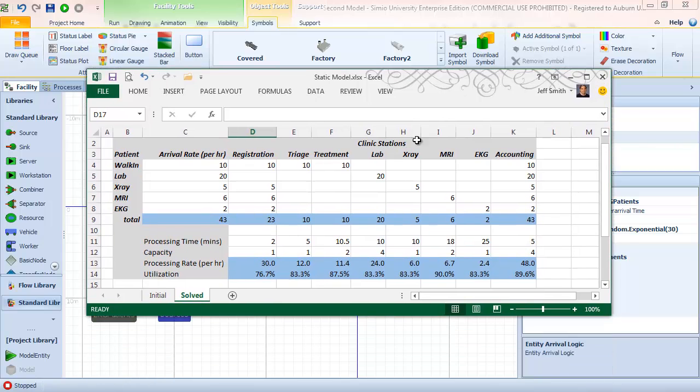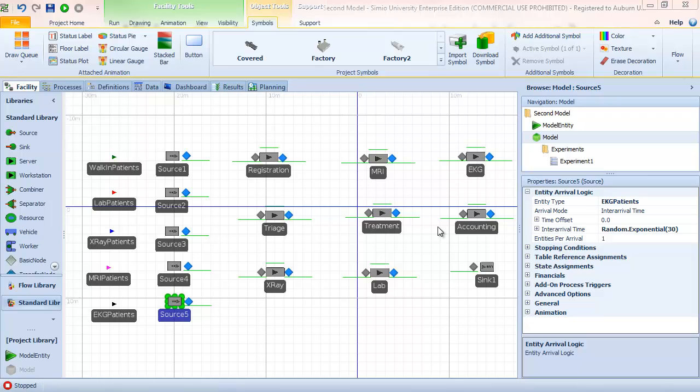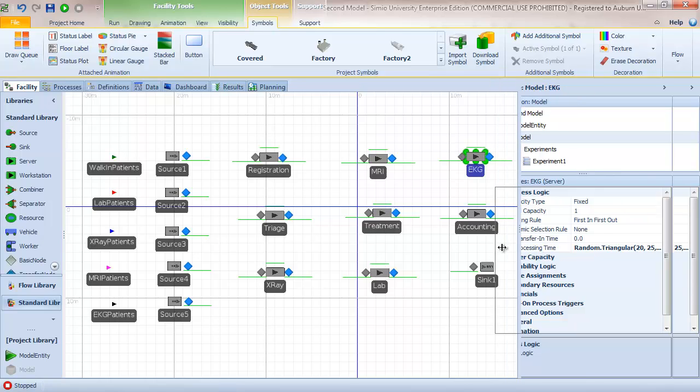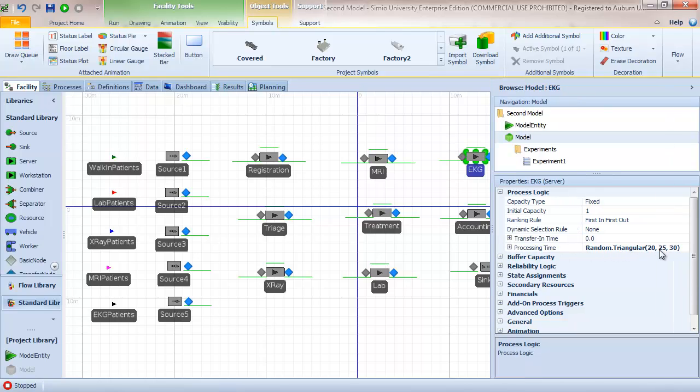So we have EKG, which has capacity 1 with an expected time of 25, and treatment, which has capacity 2 with a processing time of 10.5. First let's look at EKG. I go and choose my EKG, and I have capacity 1 and random.triangular(20, 25, 30).